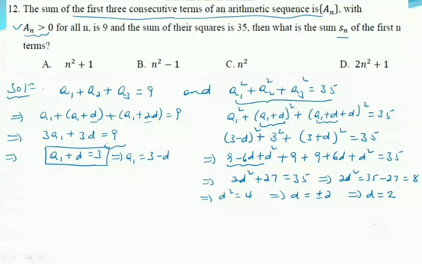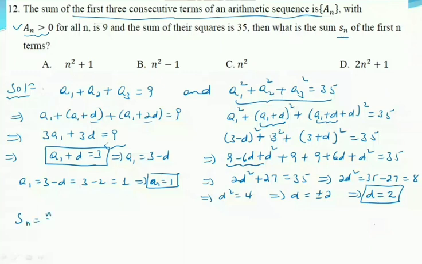Now we will use the nth term. Actually, the first term is 3 minus d, which is 3 minus 2. The first term is 1. Look here, the first term a1 is 1, and the common difference is 2. So use the sum formula.